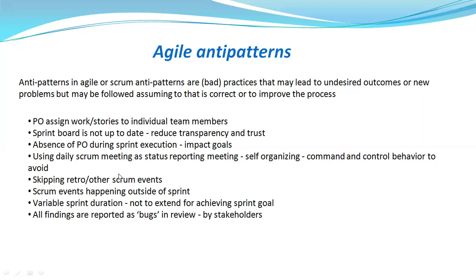Next, all findings are reported as bugs in sprint review by stakeholders. That means not all the findings, whatever the stakeholder feels, should be reported as a bug. It can be a future enhancement also. So this is coming to the stakeholder management part. I'm sharing this because in some teams I have seen, if the stakeholder is telling some enhancement, that will be considered as a bug. No, just check with the acceptance criteria of the story. And only if that is not getting satisfied, then it can be reported as a bug. But in the other case, it should always be a new enhancement or a new story.